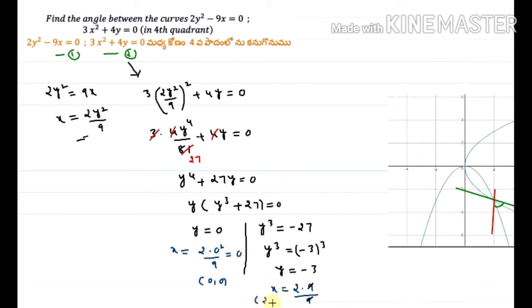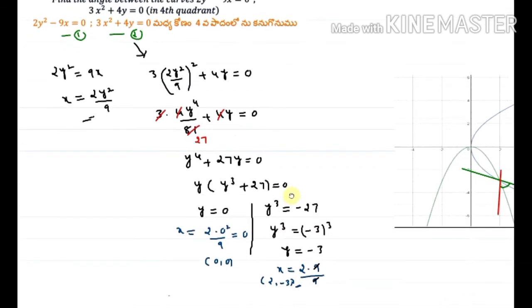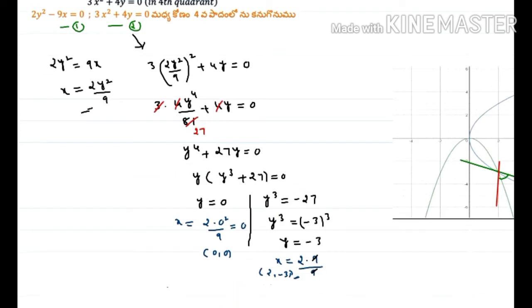Two comma minus 3. This lies in the fourth quadrant. At this particular point we have to find the angle. For that, differentiate the first curve with respect to x on both sides. 2 as it is, 2y derivative: y square derivative is 2y into dy by dx, minus 9, x derivative is 1, that is equal to 0.